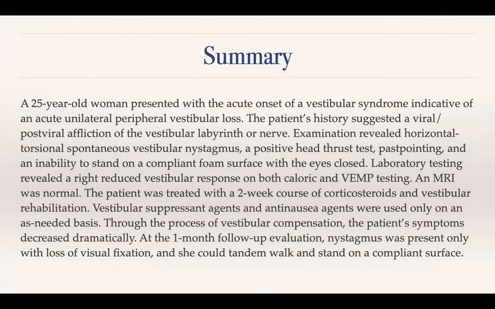Laboratory testing revealed a right reduced vestibular response on both caloric and VEMP testing. An MRI was normal. The patient was treated with a 2-week course of corticosteroids and vestibular rehabilitation. Vestibular suppressant agents and anti-nausea agents were used only on an as-needed basis. Through the process of vestibular compensation, the patient's symptoms decreased dramatically. At the 1-month follow-up evaluation, nystagmus was present only with loss of visual fixation, and on only one gaze, and she could tandem walk and stand on a compliant surface with little difficulty.